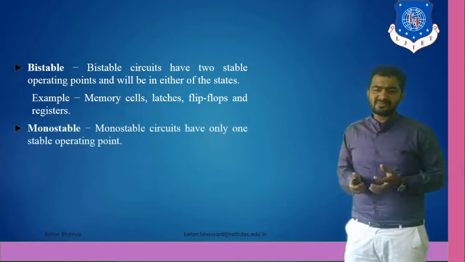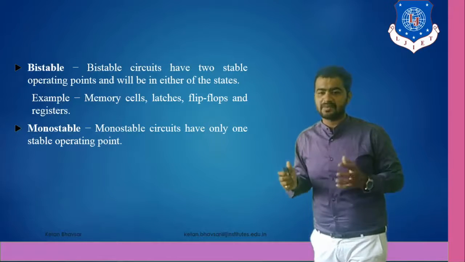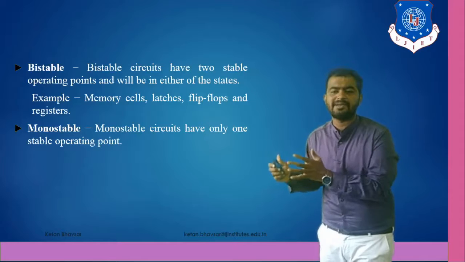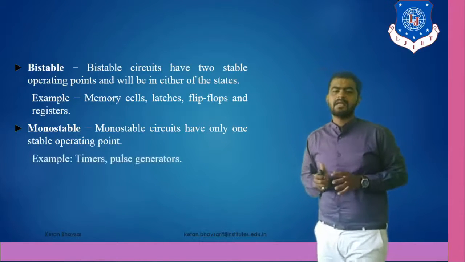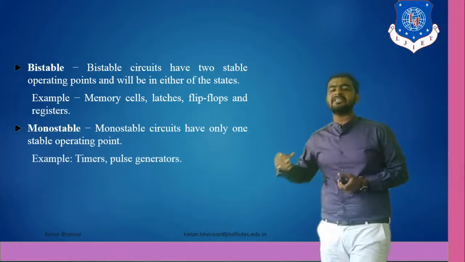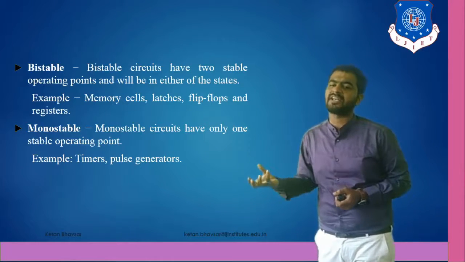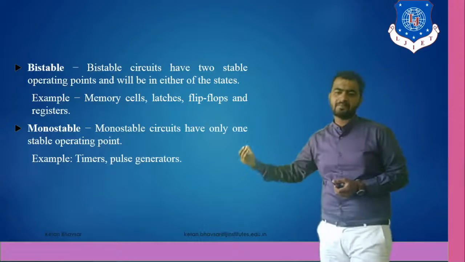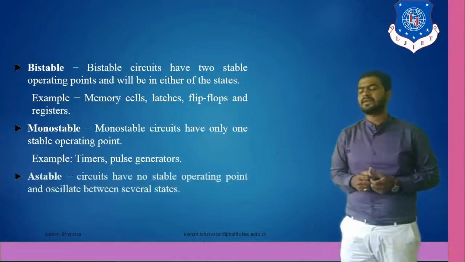Now in terms of the monostable circuit, it has only one stable operating point. Ultimately we have only one stable point, so the other point is varying, it's not stable. Timer and pulse generator: in terms of the timer and pulse generator, it is stable at one operating point only, and after that it will change. So the examples of the monostable are the timer and pulse generator.